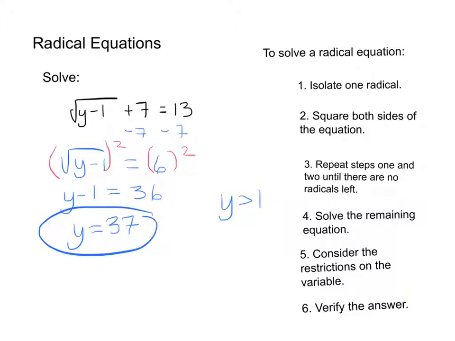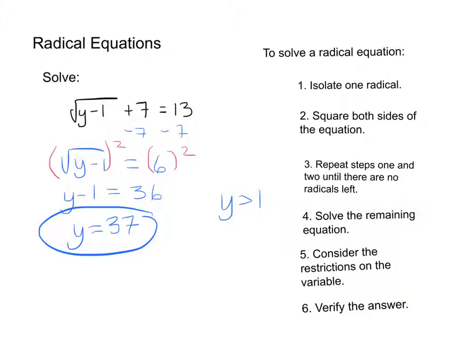Graphing, yep. You could graph on your calculator. You could graph the square root of x minus 1 plus 7, and then y equals 13, and find where they intersect. They should intersect at 37. Or if you moved everything to one side and then graphed and found the zeros. So there are different ways to verify, but you always should verify.